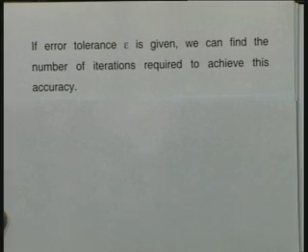Now, let us say that an error tolerance is given, so an accuracy is given to us. What we really want to say here is that if I prescribe a tolerance of 6-digit accuracy or 8-digit accuracy, can you tell the number of bisections that is required? That means, what is the total number of bisections that would be required here? It is possible for us to do that in this case.